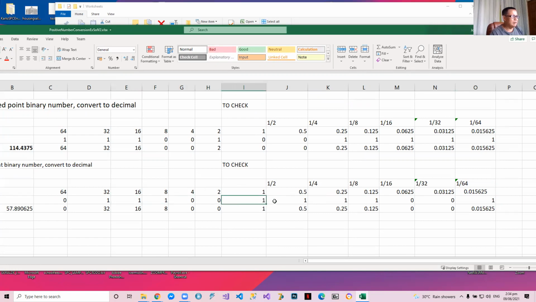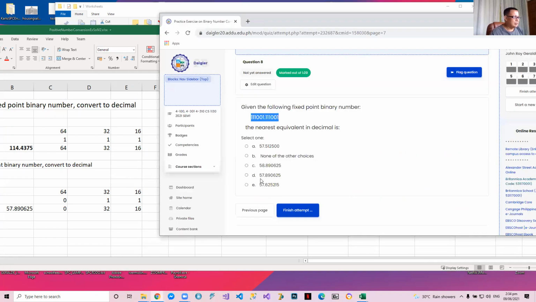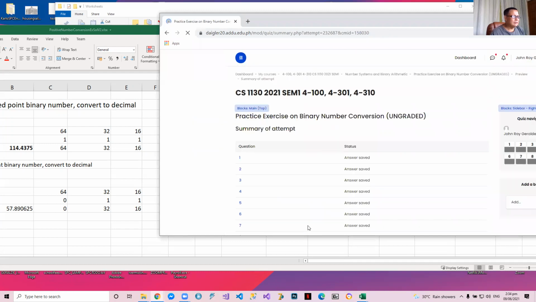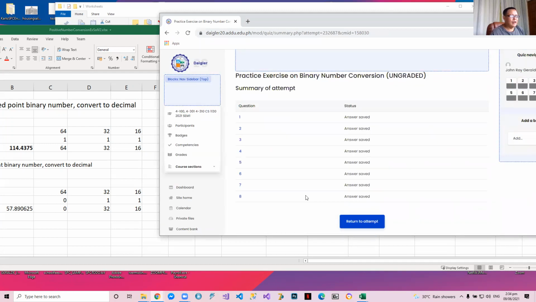1, 1, 0, 0, 1, 1, 1, 1. Tatlong ones, 2 zeros and 1. Okay, 1. After that, we'll have 3 ones, 2 zeros and 1. Okay. 57.890625. Do you follow? 890625. This is the answer. Do you follow? Any questions?